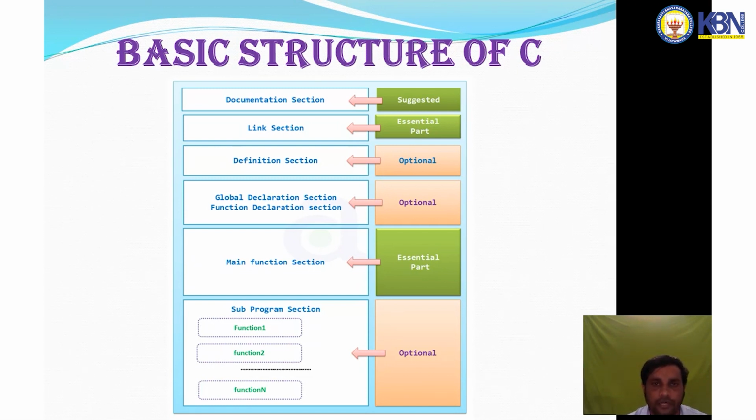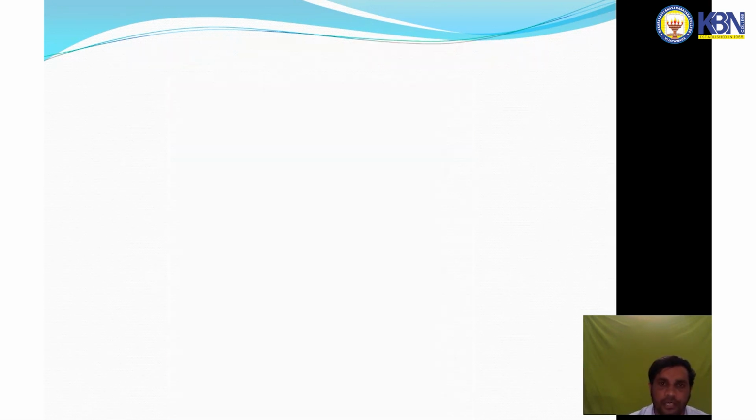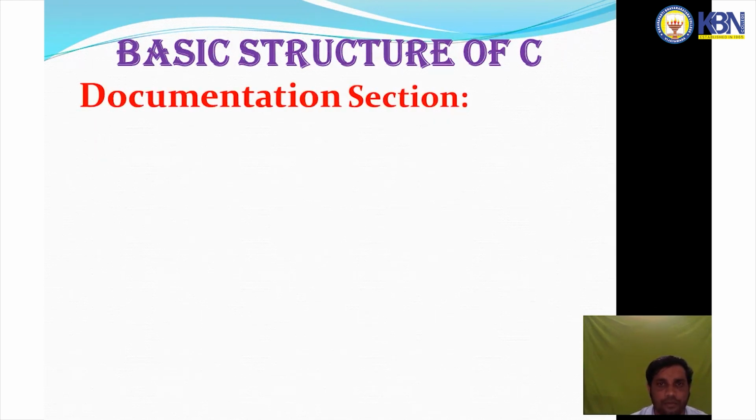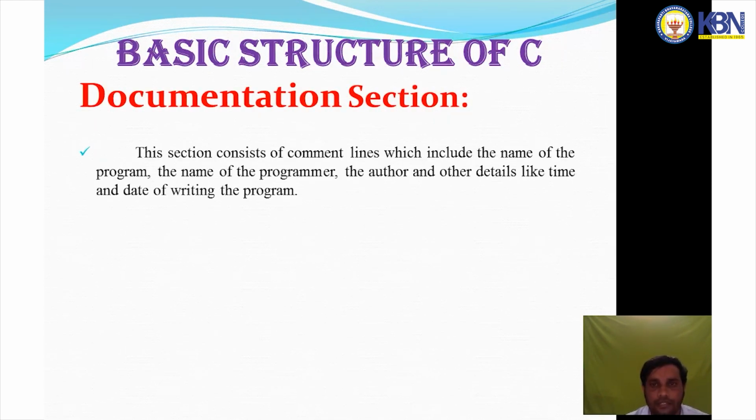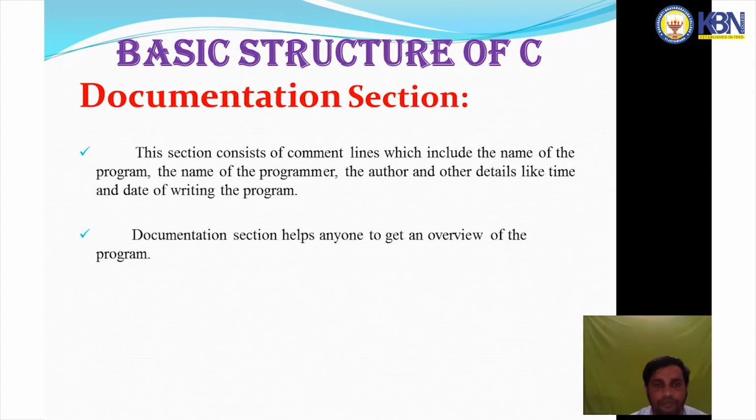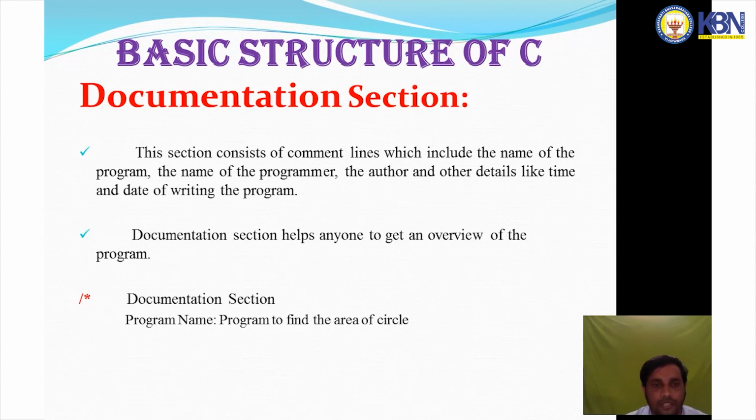What is the documentation section? The documentation section is a suggested part of the program. This section includes all the comment lines. So what does comment line mean? It is the identification of any program details, and any other details can be written in the program. Then it's called the documentation section. This documentation section can be classified into two types: one is the single line comment, and the second one is the multi-line comment.